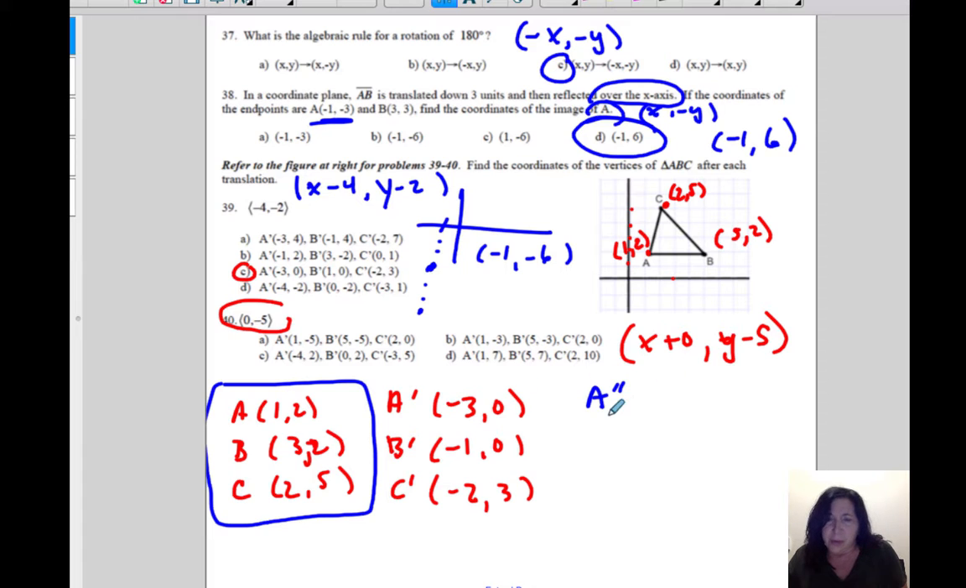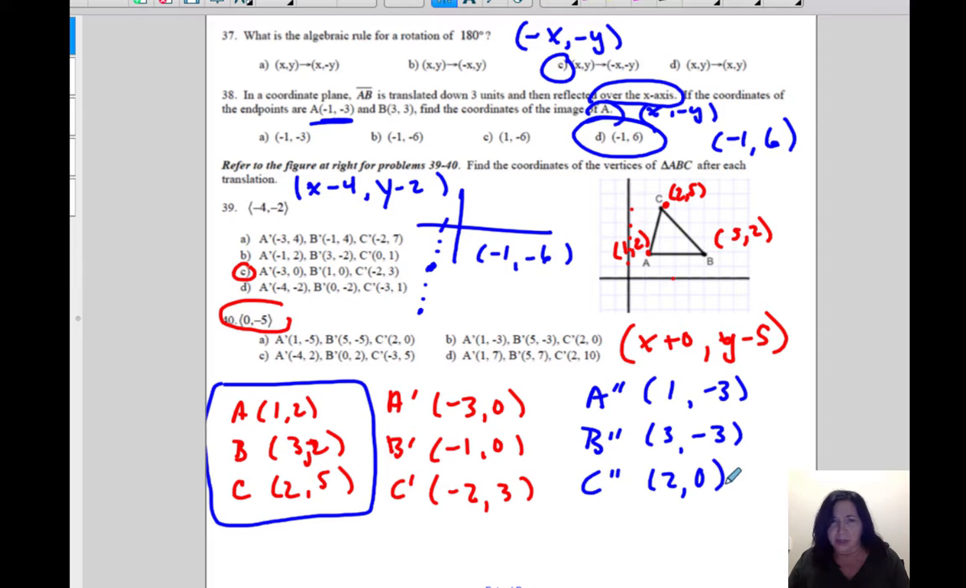So this is going to be the second value. We'll call this problem number 40. So I got B double prime, C double prime. The first value, I'm adding 0, so it's going to stay the same. Whatever values were first are first. For Y, though, now I have to subtract 5. So 2 minus 5 is negative 3. 2 minus 5 again is negative 3. And then 5 minus 5 is 0. So that's what I'm looking for.